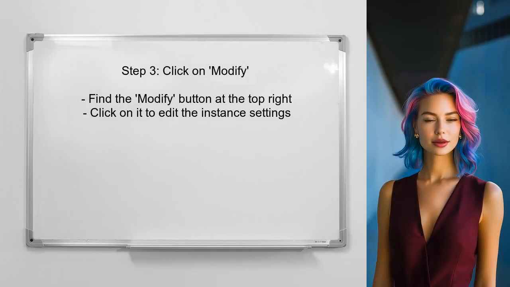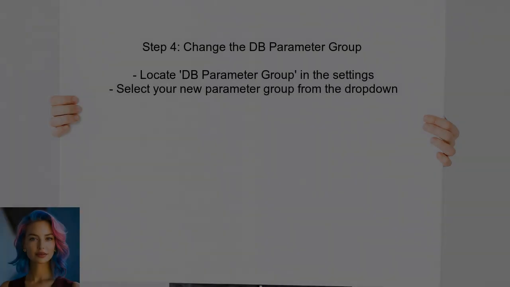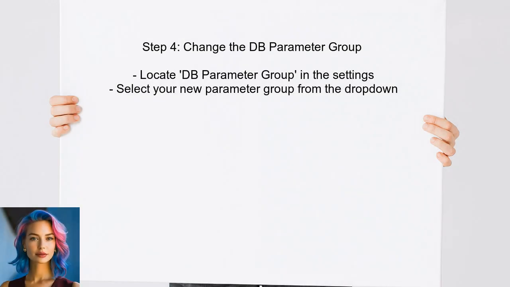Once the user has selected the instance, they should look for the Modify button at the top right corner of the Instance Details page. Clicking this button will allow them to make changes. In the modification settings, the user will see an option for DB parameter group. Here, they can select the new parameter group they created from the drop-down menu.